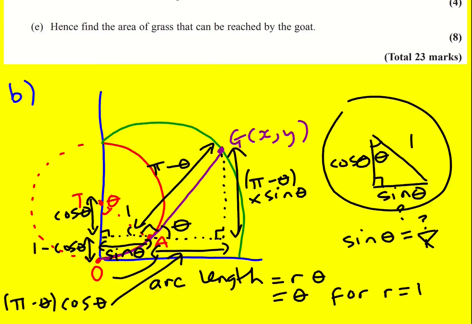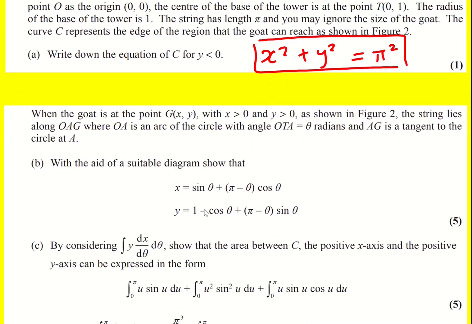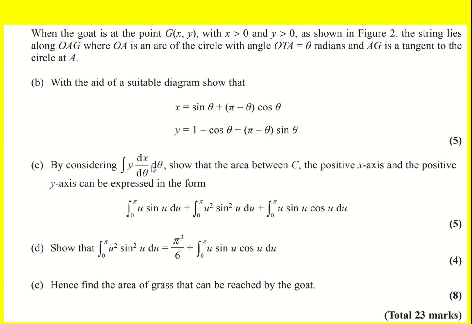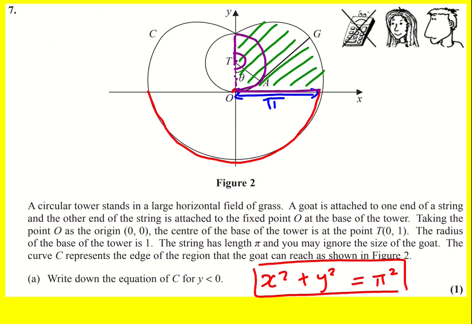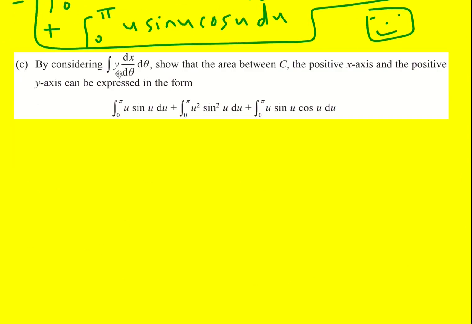So we've completed A, B, and C. A was a long time ago now. B was that parametric part, and C was this parametric integration, to leave us 3 other integrals that we're yet to do. Part D is asking us to focus on the middle integral and show that it can be rewritten as this. And then finally, we're going to find the area of the grass reached by the goat. So we'll come back to that in a minute. Right, D.